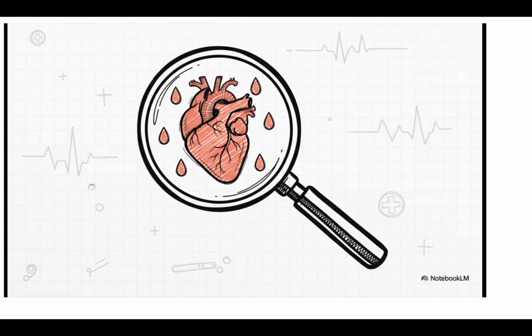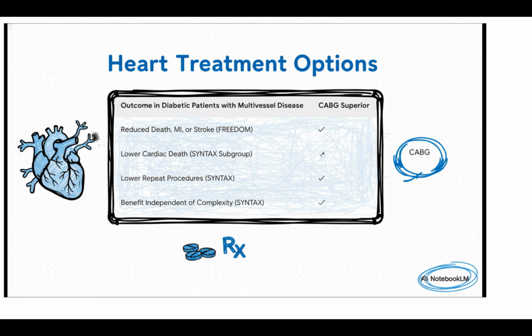Now let's throw another really important factor into the mix: diabetes. We know that patients with diabetes often have more widespread and aggressive coronary disease, so a trial called the FREEDOM trial was designed to look specifically at this group. And the results here, they were striking. This table pulls together the findings from both the FREEDOM trial and from the diabetic patients within that SYNTAX trial.